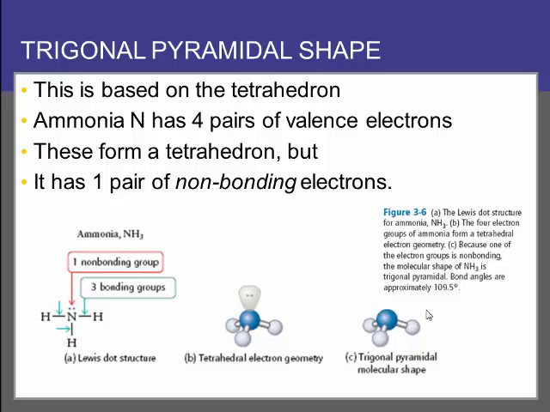And we see this molecular shape, which is called the trigonal pyramidal. 3 points on the ground. This is the point of the pyramid. So this is trigonal pyramidal. The lone pair disappears in the molecular shape to become trigonal pyramidal. Again, these bond angles are still 109.5 because it's derived from the tetrahedral electron geometry.